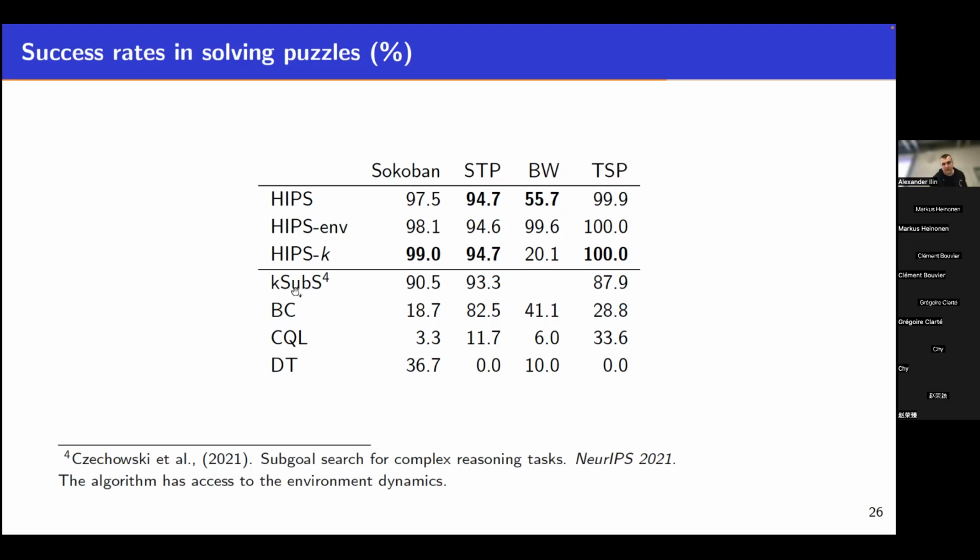There is one method called K sub S, which was published at NeurIPS 2021. On the high level, it's very close to our approach. But in that method, it splits the trajectory into intervals of fixed length K, and then it learns another generative model of subgoals, an autoregressive model of subgoals. And it seems that our approach works better in these environments.